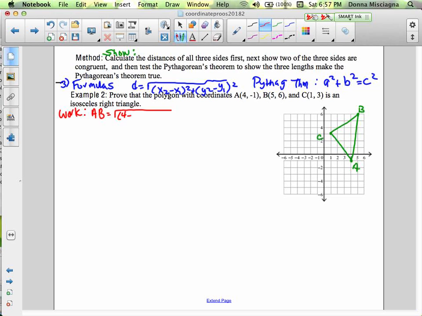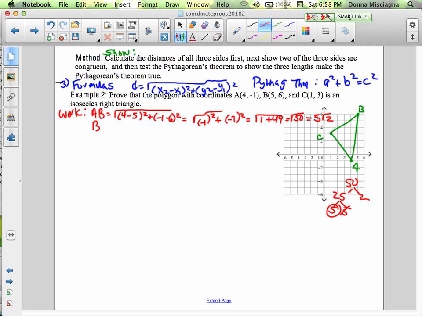That would be 4 minus 5 squared plus -1 minus 6 squared, which is 4 minus 5 is -1 squared, -1 minus 6 is -7 squared. So that would be 1 plus 49, which is the square root of 50. If you remember, we had this square root of 50 on another problem. So 50, we can factor that to 25 and 2. 25 is not a prime number. That factors to 5 and 5. One 5 comes out, one 5 goes away. So square root of 50 is 5 square roots of 2.